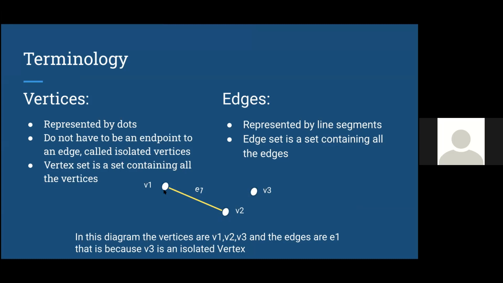And then we have 3 vertices. The vertices V1 and V2 are endpoints of edge E1. And then V3 is also a vertex. It's just considered an isolated vertex because it's not connected to any edges. If you were to write a vertex set for this diagram, it would include V1, V2, V3. And if you were to write an edge set for this diagram, it would just include E1. I'll give you guys some time to write this down if you need it.